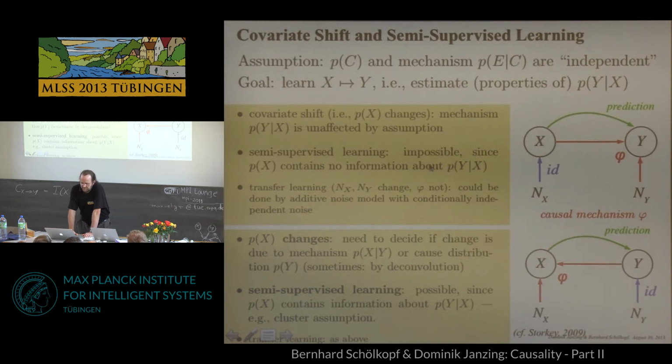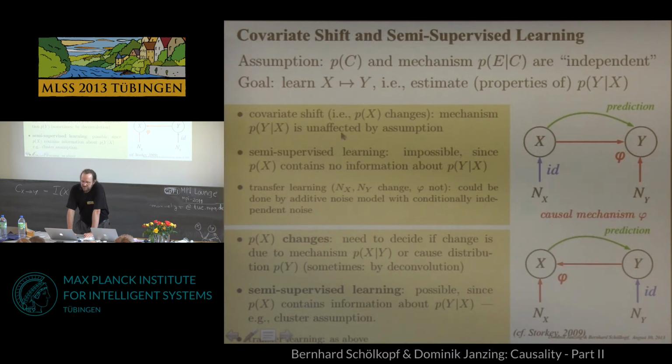So in this case, if P of X and P of Y given X are independent in some sense that one should formalize, that means P of X doesn't contain any information about P of Y given X. So if someone gives you additional data from P of X, that's semi-supervised learning, you might get a better estimate of P of X, but it's not going to help you get a better estimate of P of Y given X. And of course, in the end, in machine learning, if you do regression, it is defined as estimating the expectation of P of Y given X. So you won't be able to do regression better.